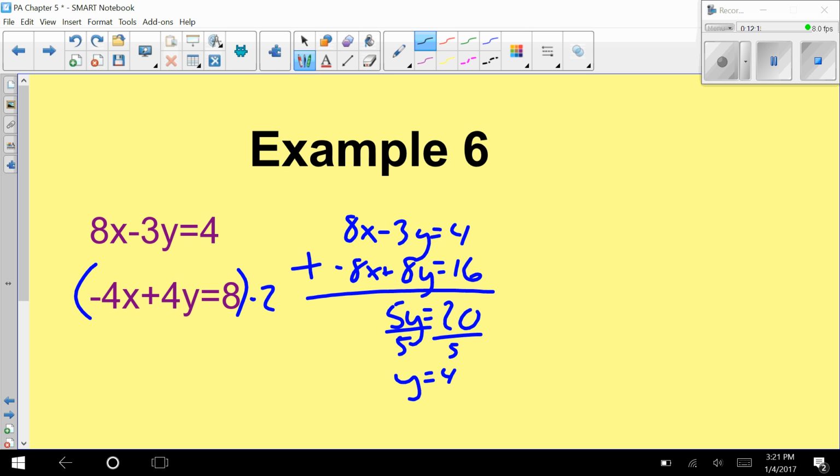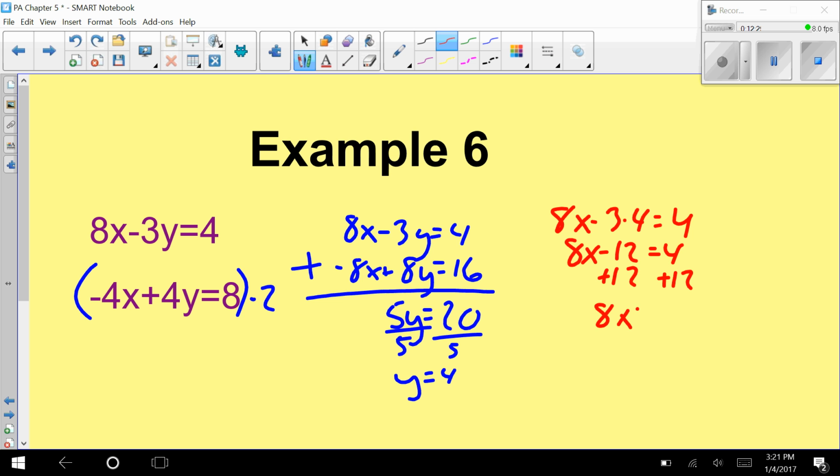Plug that into either original equation. Let's do 8x minus 3 times 4 equals 4, which is 8x minus 12 equals 4. Add 12 to each side. We get 8x equals 16. Divide by 8, and x equals 2. So my solution is 2, 4.